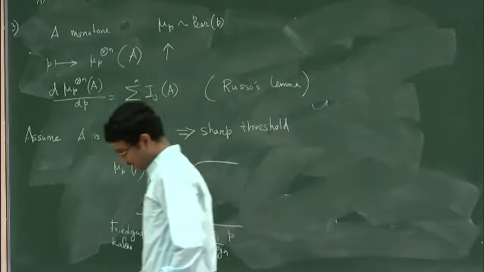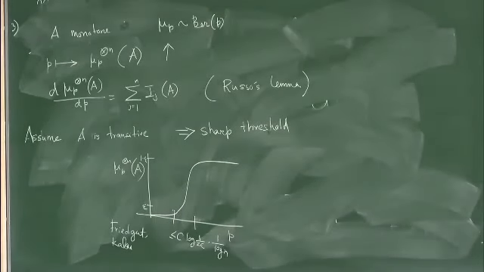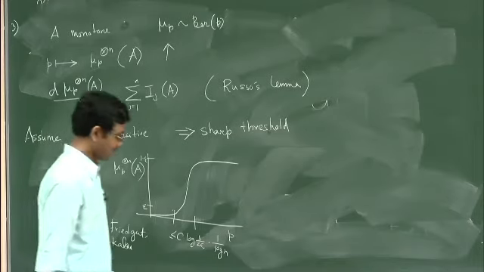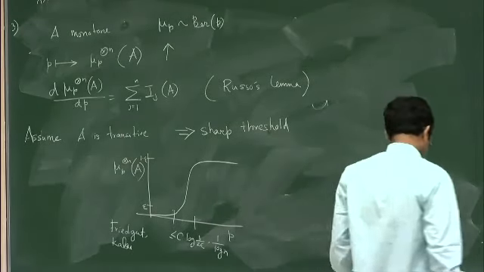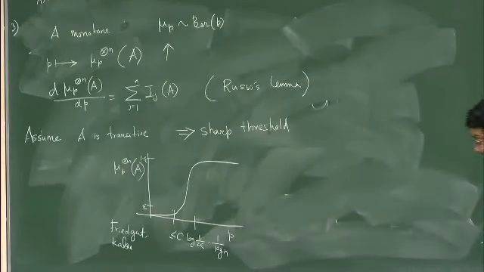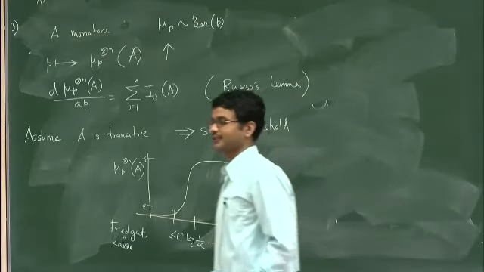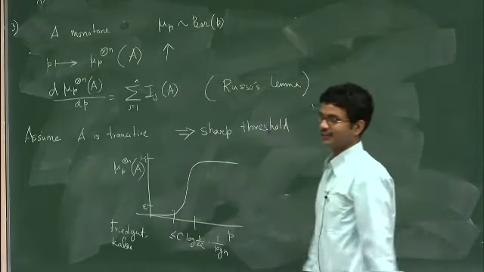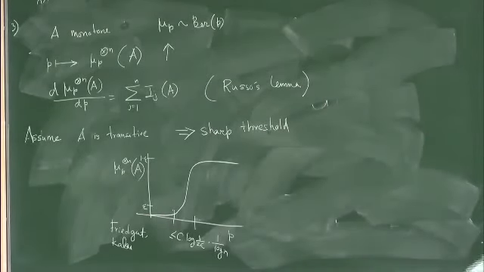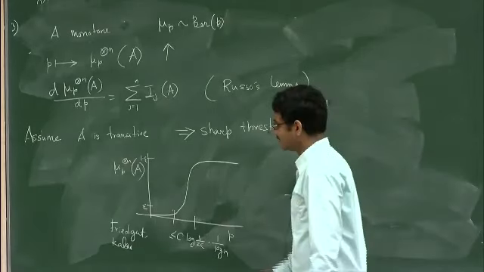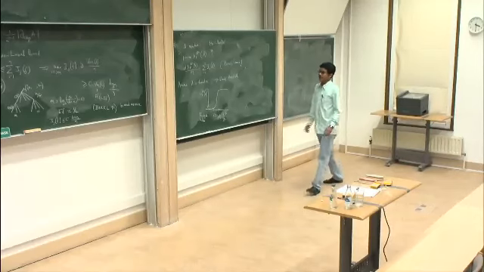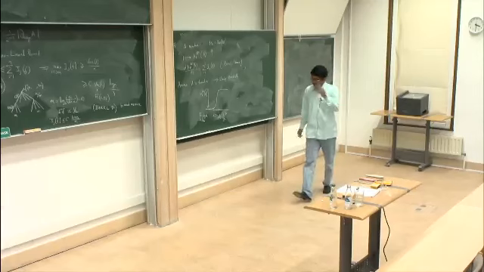For example, any monotone graph property exhibits a sharp threshold. So if you have an Erdos-Renyi random graph and you consider a property that it contains a triangle, or it's non-planar, or it has a Hamiltonian cycle, every such property exhibits a sharp threshold. So this is a very cute result.